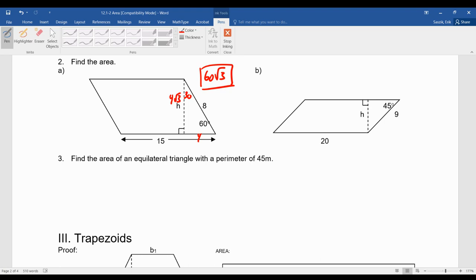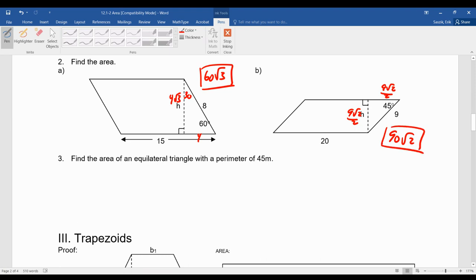Here, 45, 45, 90. So if the hypotenuse is 9, this would be 9 root 2 over 2, as would the height. So we just have that times 20, and that would be 90 root 2.